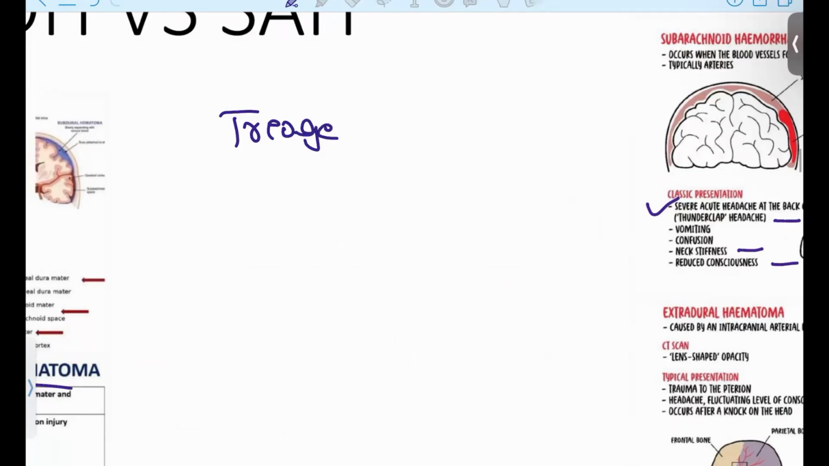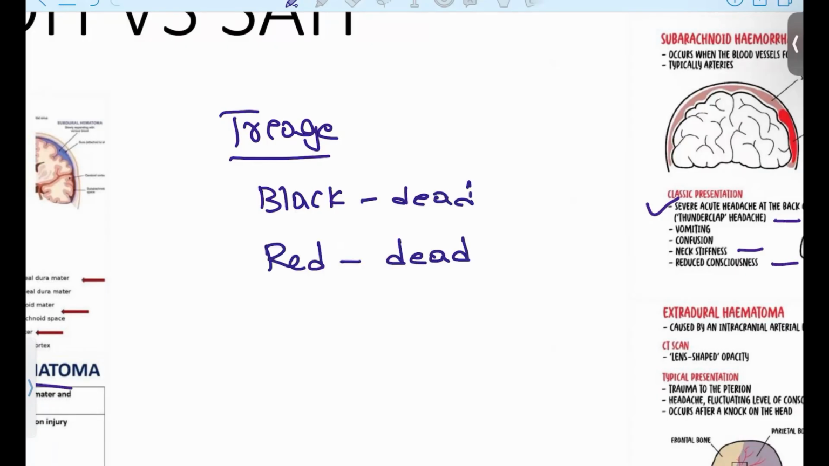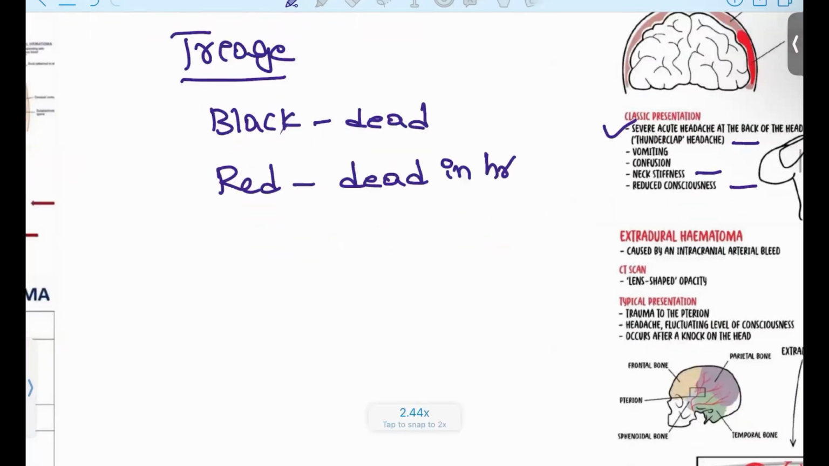So, triage for the emergency people: black is for the dead people. Okay. And red is for the patients who are going to die within an hour. They are still alive, but they will be going to die. And what is the yellow? Yellow is for urgent referral. You need to intervene immediately. The patient will be saved.